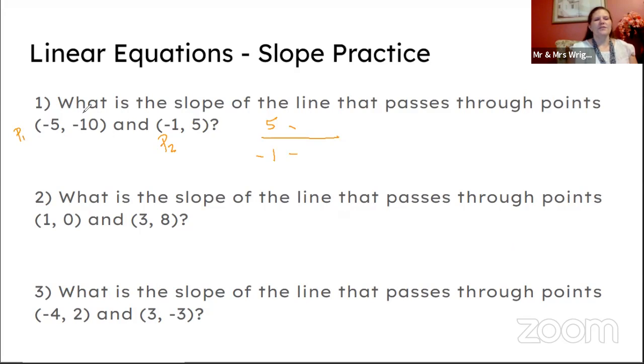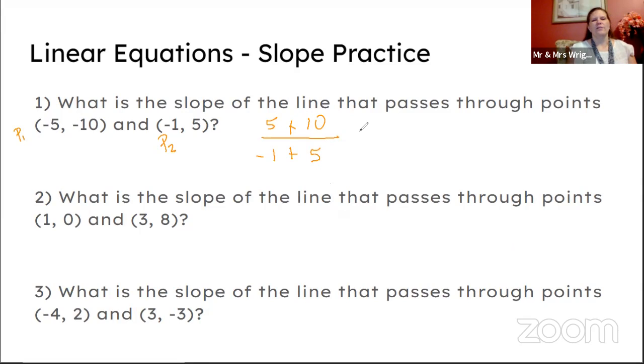So I've got a -10 here. Well, if I put -10, I can't subtract a negative. Instead, that turns into a positive, so it's going to end up being a positive 10. And here I've got a -5, so the same thing is going to happen. I can't subtract a negative, so it turns into a positive 5.